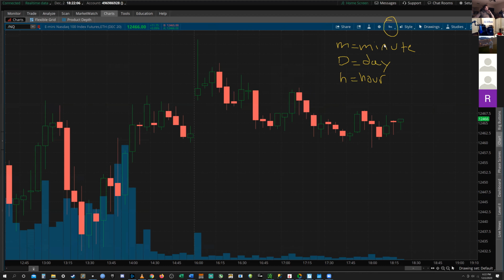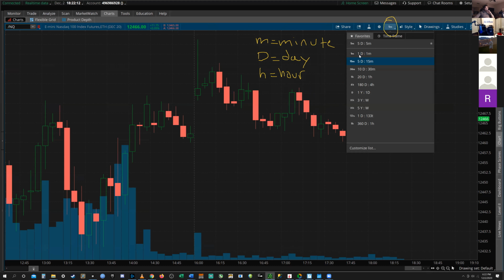Okay, so if I were to select a chart, and I see it says 1D colon 1M. Now it may have a parenthesis or a comma, I would just have to look at it. But what this is telling me right here, 1D means I'm looking at a chart for 1 day. And in terms of increments, it's in 1 minute candlestick increments.